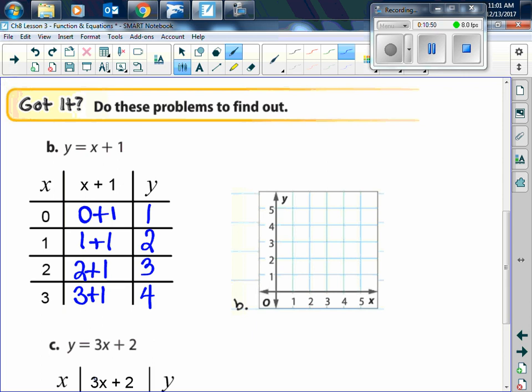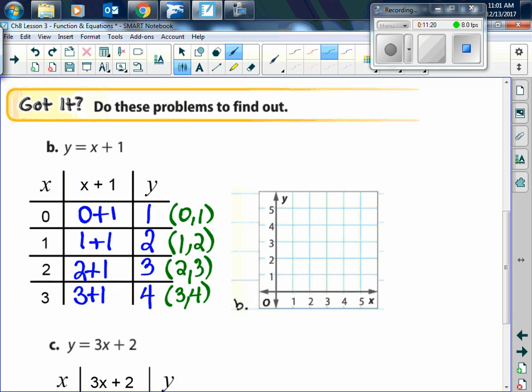Now, from that function table, we have our ordered pairs, right? X comma y. So my first ordered pair is 0 comma 1, right? 0 comma 1. The next one is 1 comma 2. And the next one is 2 comma 3. And the last one is 3 comma 4. These are the ordered pairs that you will graph.